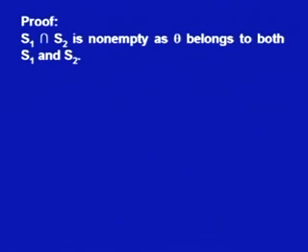Now, to prove this, it is observed that the intersection of S1 and S2 is non-empty. Why? Because S1 is a subspace, S2 is a subspace. So, theta has to belong to both S1 and S2. So, theta must belong to S1 intersection S2, and that is why S1 intersection S2 is non-empty.